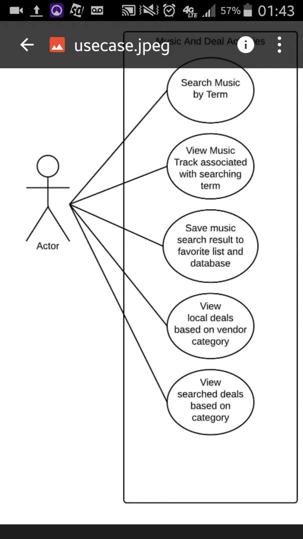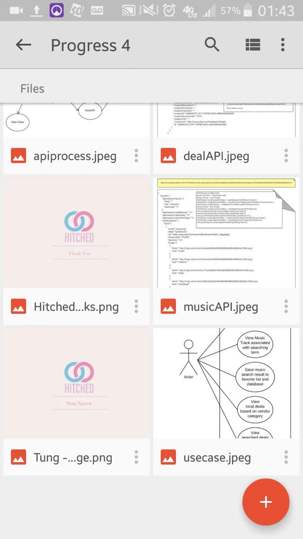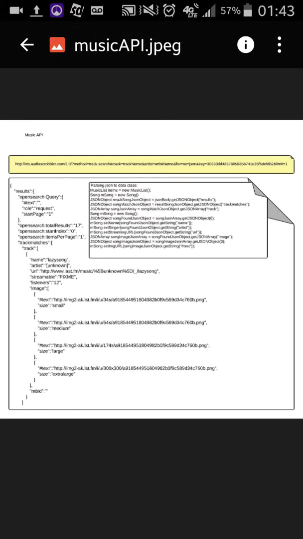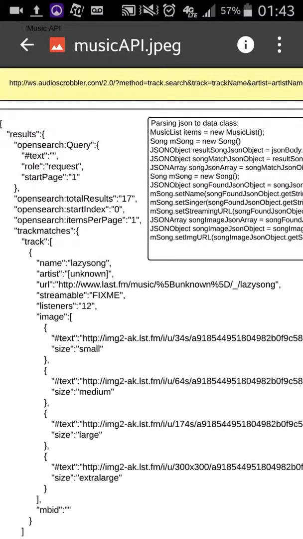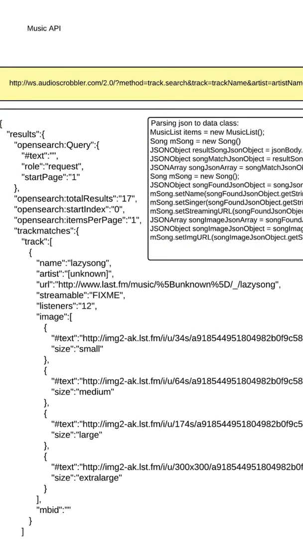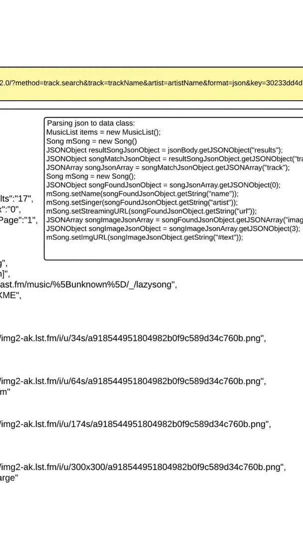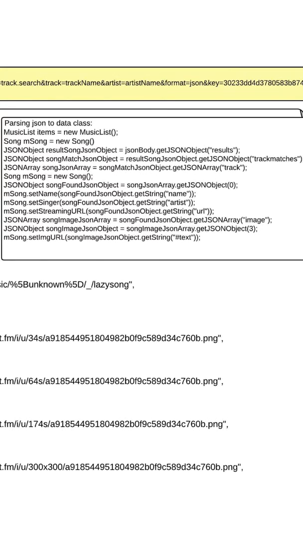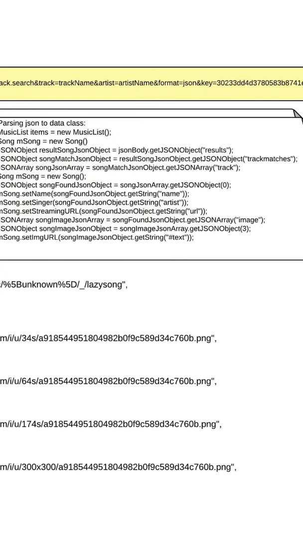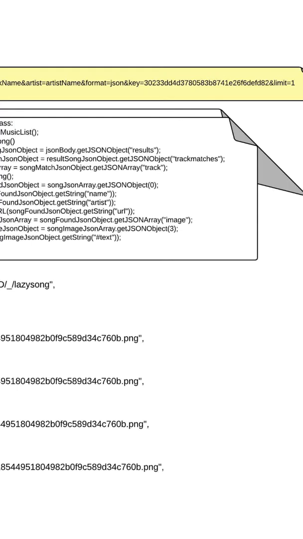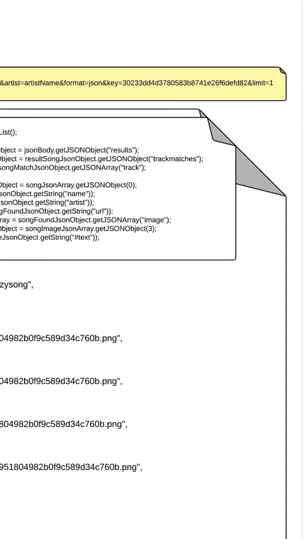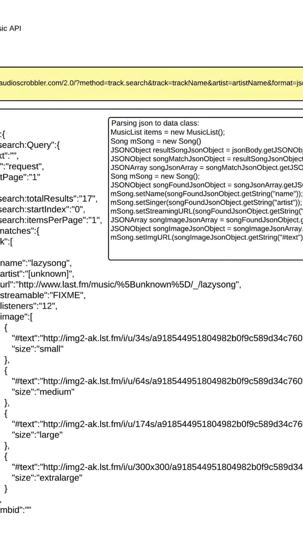To achieve that, I'm using two types of API. The first one is the music API, and this is the specific request to the API. You have to pass the search method by search. Search, you can pass the search name. Artist, you can pass the search artist, and format will return a JSON and the API key, and you can limit the result to 1 or to 10 or whatever number you want.